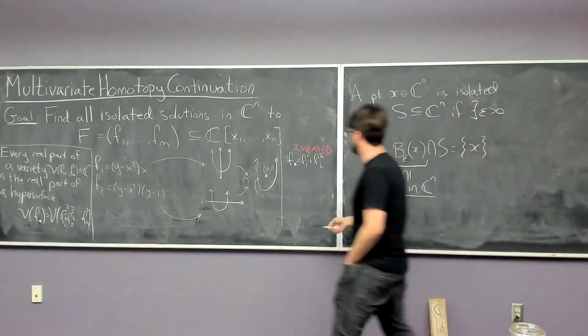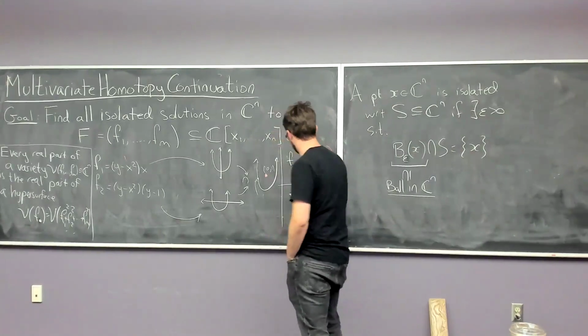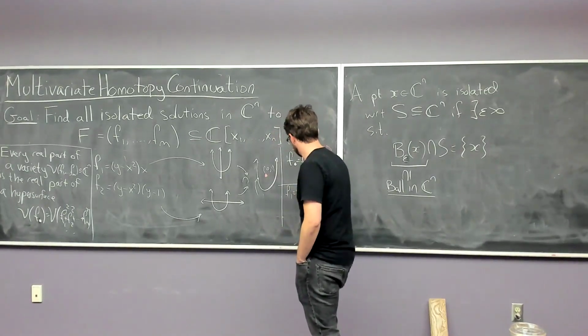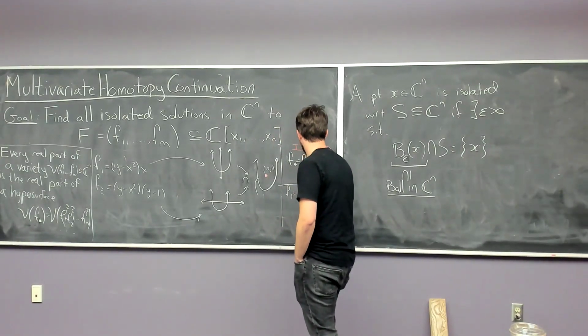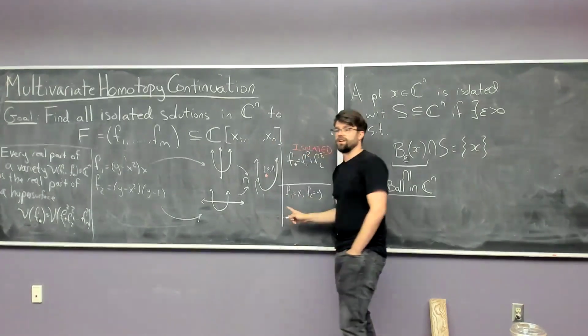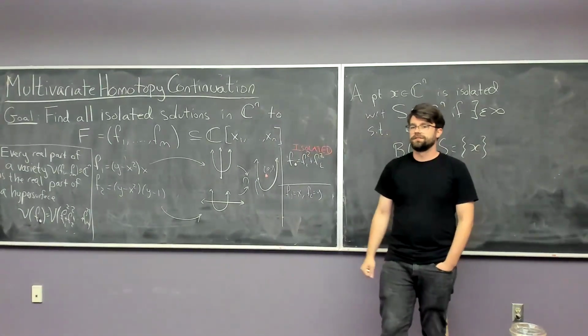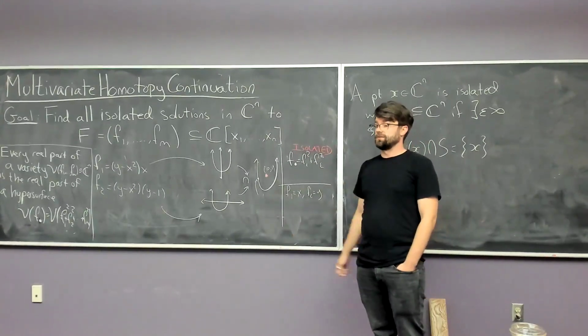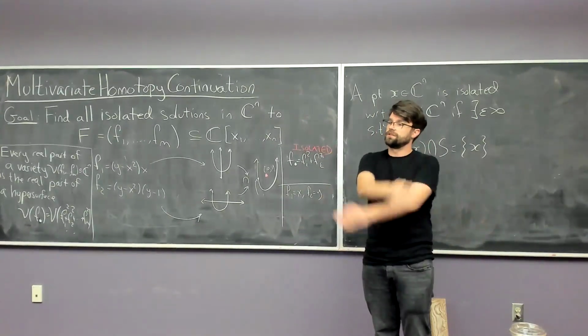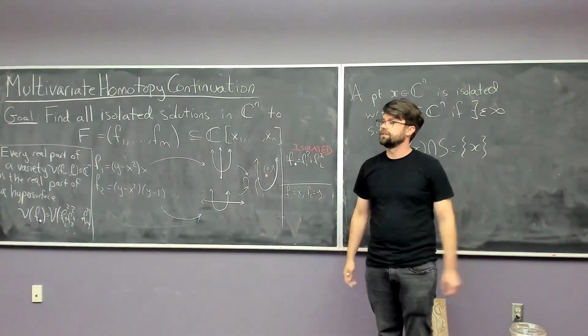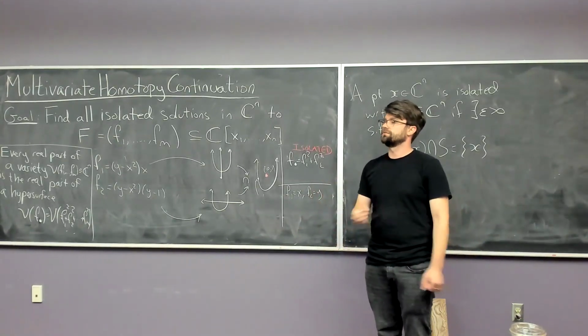Maybe the easiest way to really get a handle on this phenomenon is to take f1 to be x and f2 to be y. Together they cut out the origin. But if you do x squared plus y squared equals 0, you get many complex numbers that satisfy that, and they can be arbitrarily close to the origin.